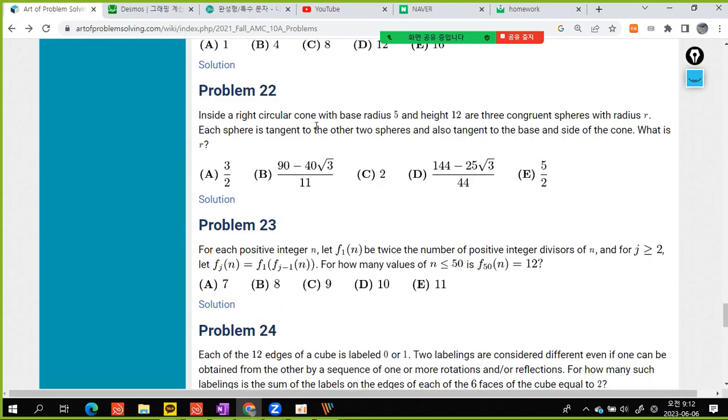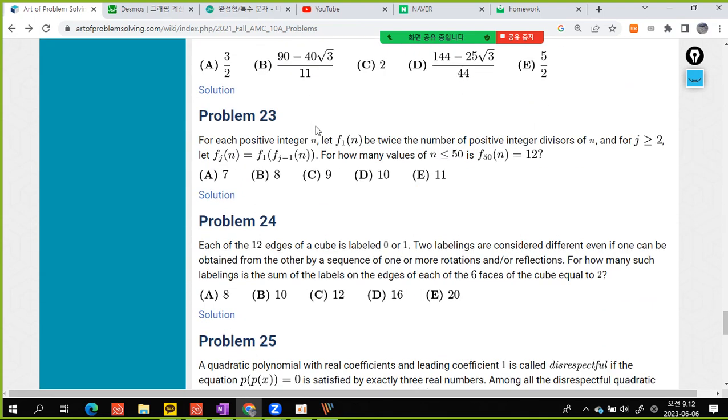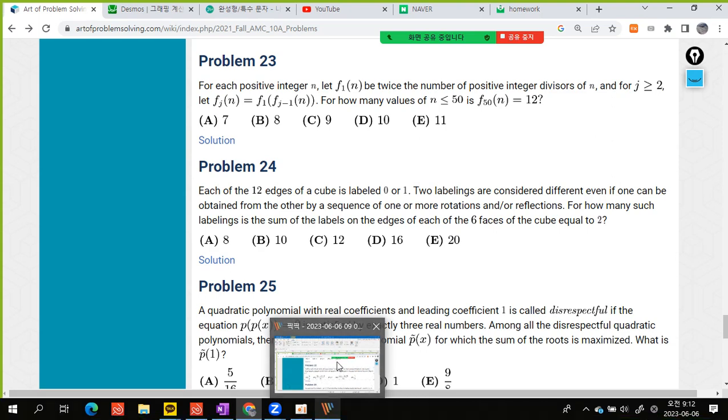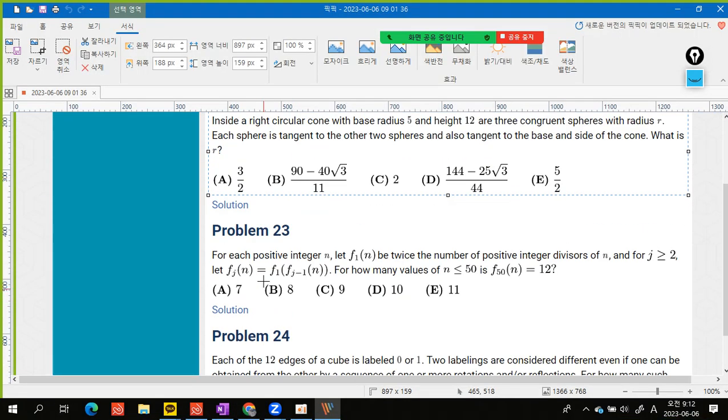Yeah, tell me another problem you want to look at. 23, yep, yes, yep, I think I copied this.